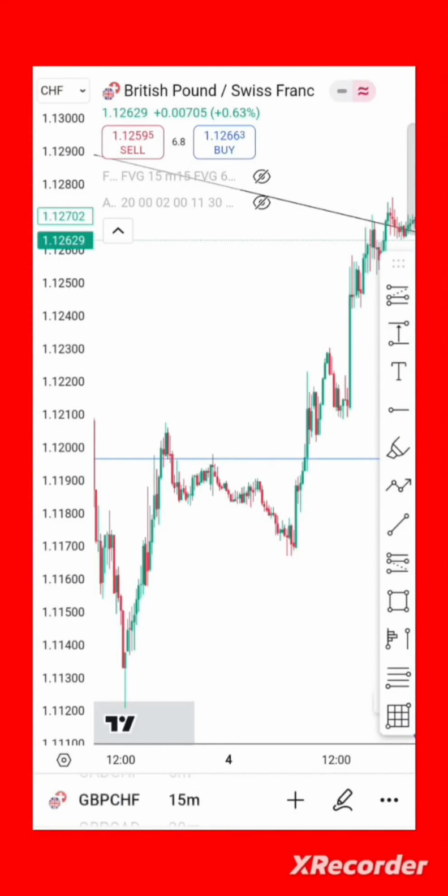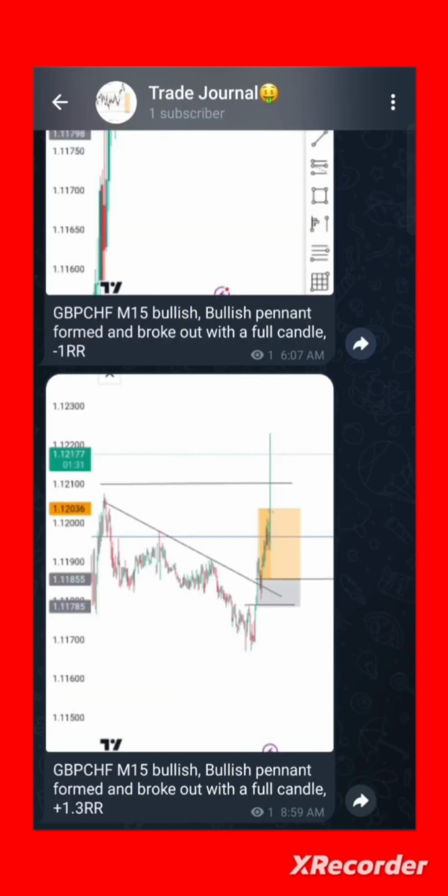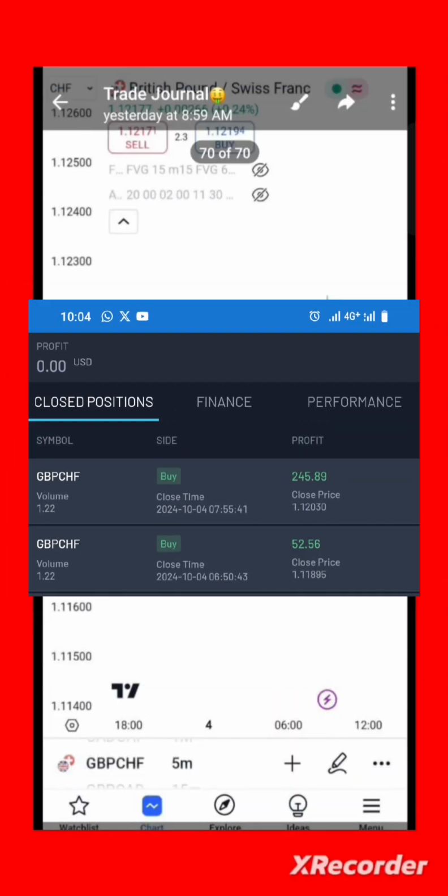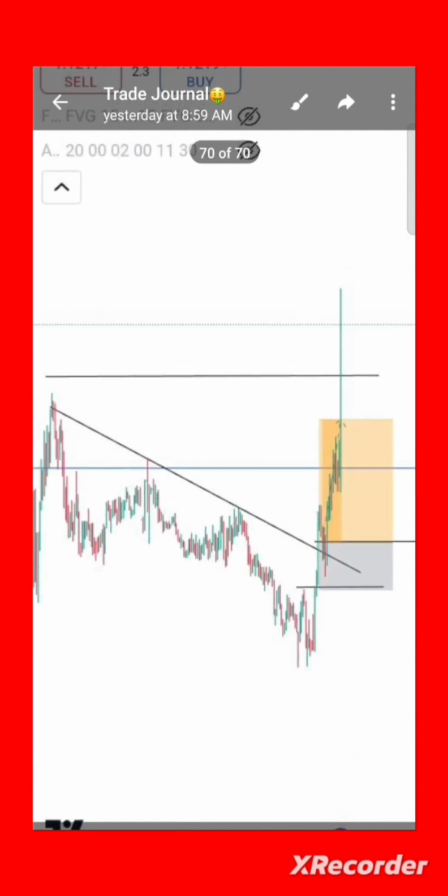Okay, good morning, guys. So here's how I was able to make a 1 to 3 hour trading GBP CHF. So I'm going to break down this trade and how I caught it.